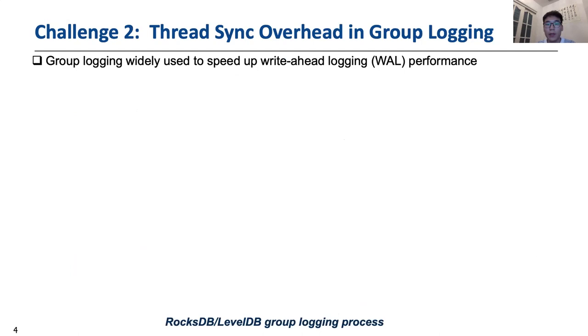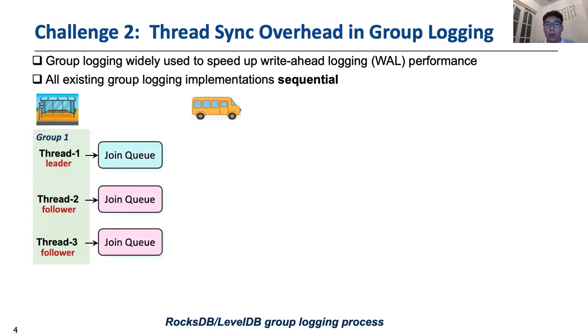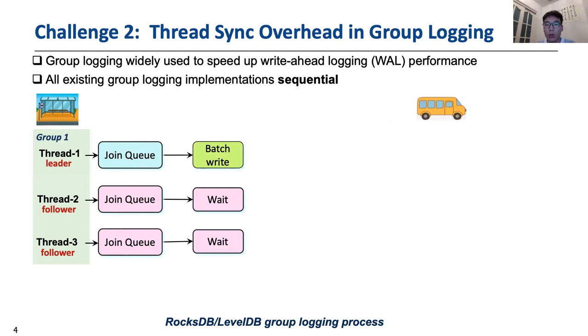The second source of inefficiency is group logging. Widely used in production KV stores, it batches small log writes from different threads and writes them out by a single group leader. Here, we illustrate this process within RocksDB. Existing implementations are sequential, with only one outstanding log write at a time. Imagine the process as a route with only one bus, when someone is writing the WAL. All threads arriving with logs need to wait at the bus stop, and the first one among them becomes the group leader. When the bus returns, all of them board and depart, and the followers hand their log data to the leader to write.